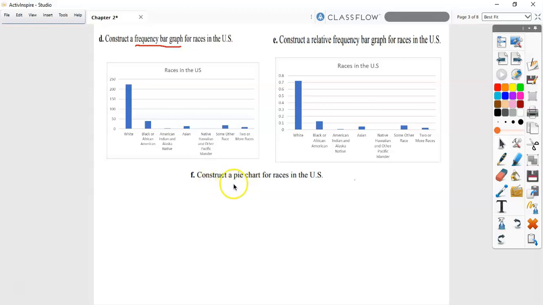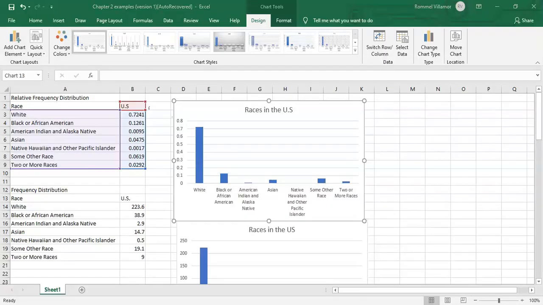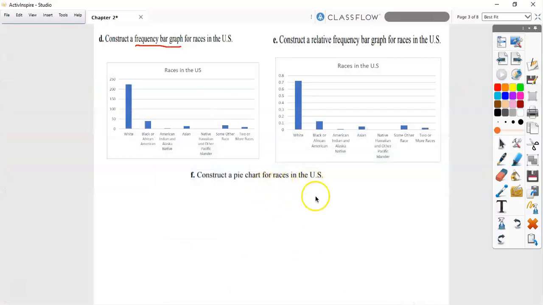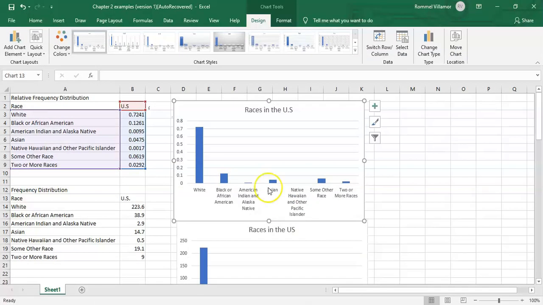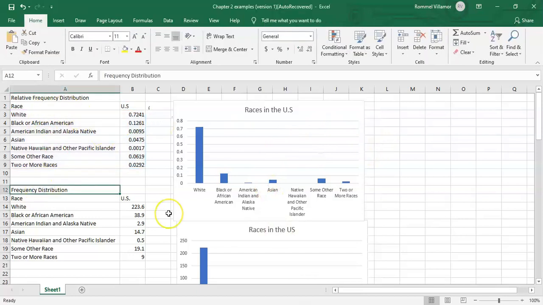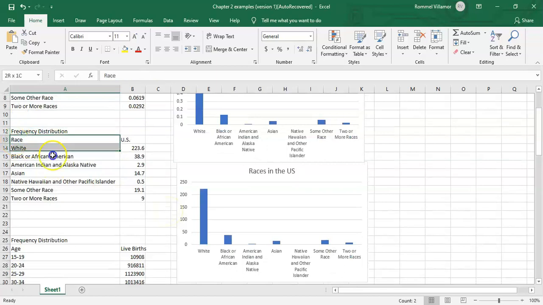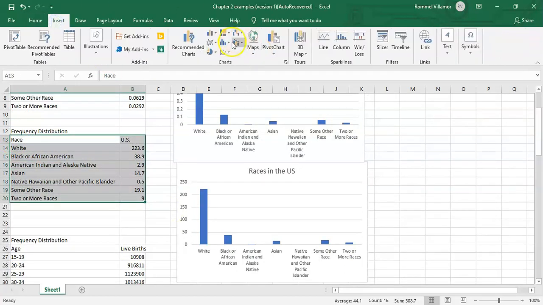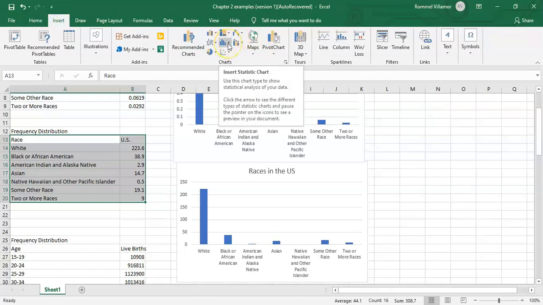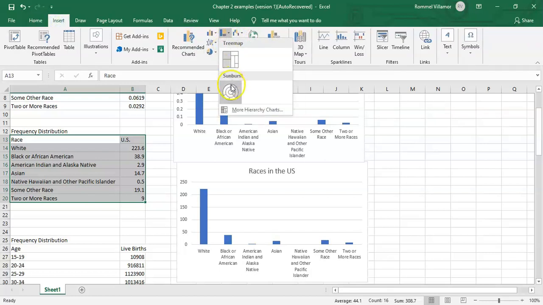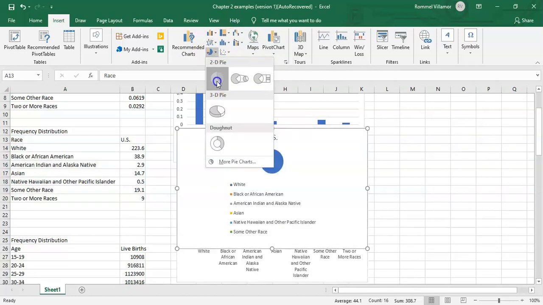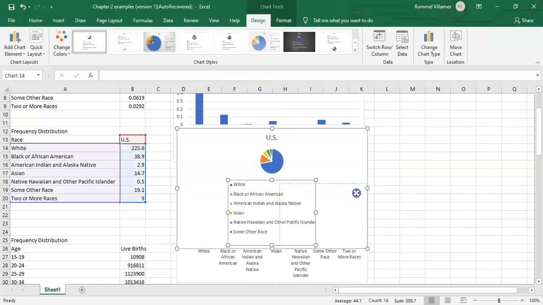And for letter F, we are constructing a pie chart. So we're going to go to our pie chart for races in the US. I'm just going to go to our Excel. I'm going to use the frequency distribution. It doesn't matter. So I'm going to highlight it and choose Insert. And then I think we have the pie chart here also. So right here, choose pie chart. I'm going to use the 2D pie chart.